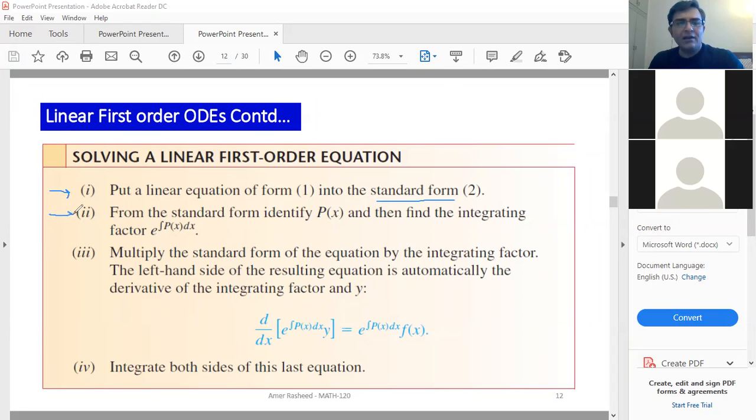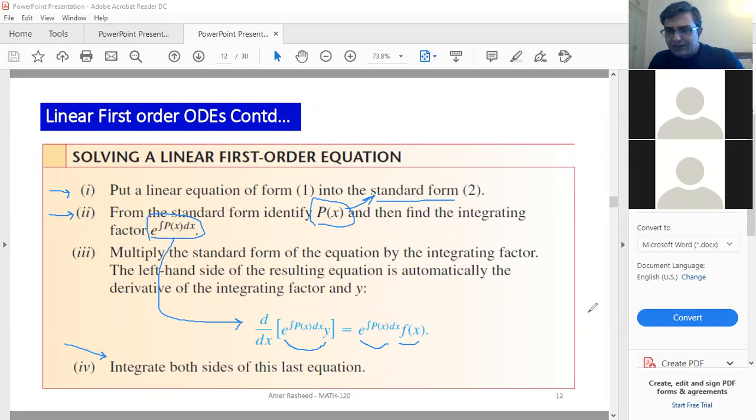What is the second step? You find the integrating factor, you identify the P of x in the standard form of the given differential equation. When you identify P of x, then you can find the integrating factor, this thing. Now, in step 3, we multiply the given equation with this integrating factor, and the given equation will be converted into integrating factor times y is equal to integrating factor times the right hand side. Now, what is the last step? You integrate both sides with respect to x, and after solving it, you can have the solution.